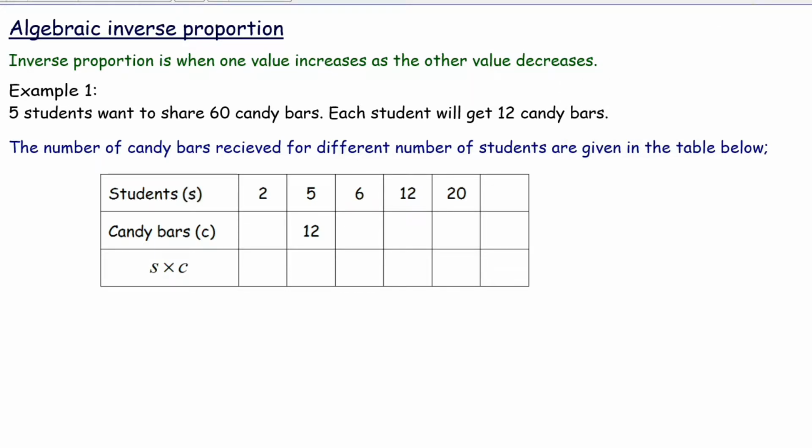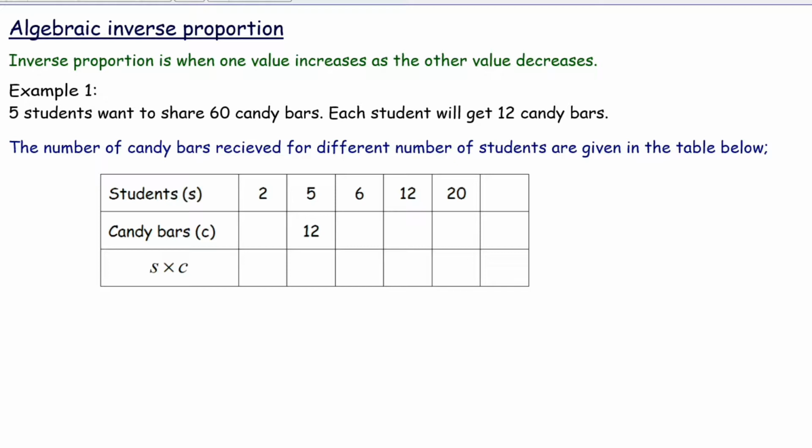When you have two quantities and one quantity increases as the other decreases, then we say that the two quantities are inversely proportional. For example, 5 students want to share 60 candy bars. Now, if that happens, then each student will get 12 candy bars.